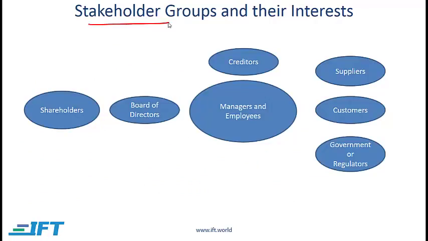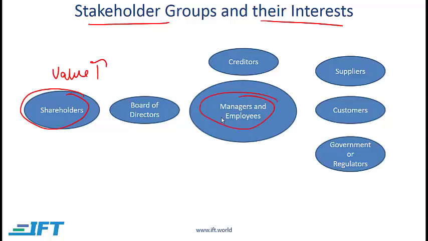Coming now to different stakeholder groups and their interests. Shareholders own a company, so clearly their interest is that the value of the firm should be maximized. Managers and employees essentially run the company, and their interest will be to maximize their own compensation and to maximize their benefits. Shareholders identify and elect a board of directors to represent them. It is very difficult for shareholders to oversee the activities of managers and employees, and therefore they elect a board of directors to oversee the management of a company.